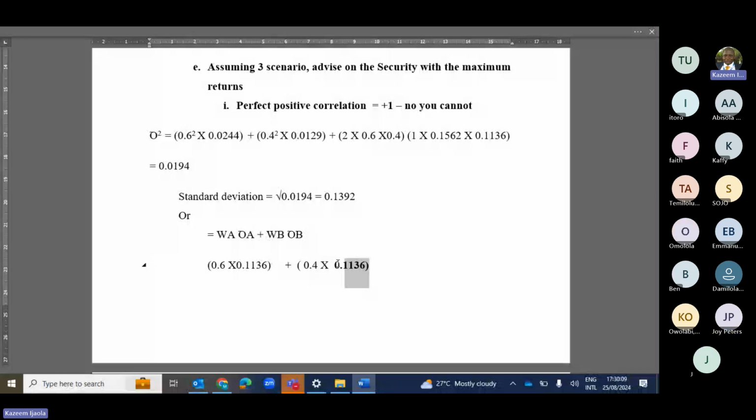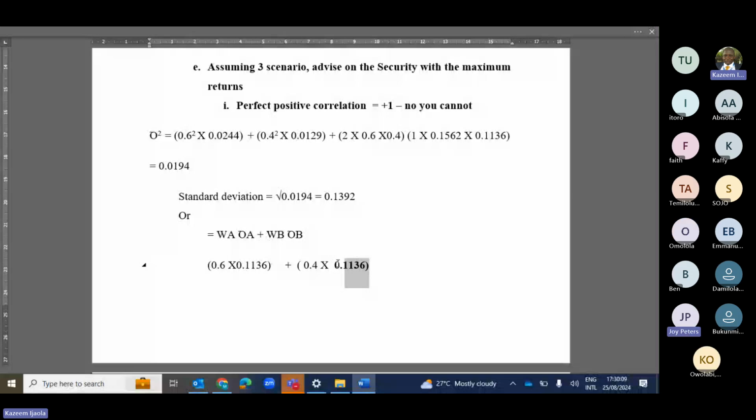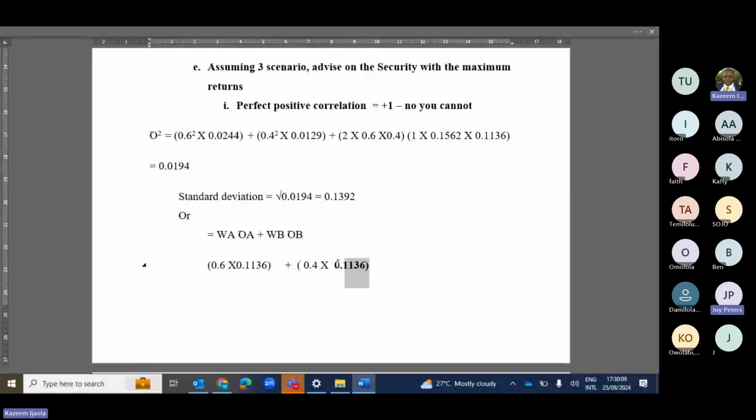So what's the answer for the first one? 0.6 squared multiplied by 0.0244, plus 0.4 squared multiplied by 0.0129, plus 2 times 0.6 times 0.4, raised to the power minus 1, times 0.1562 times 0.1136.